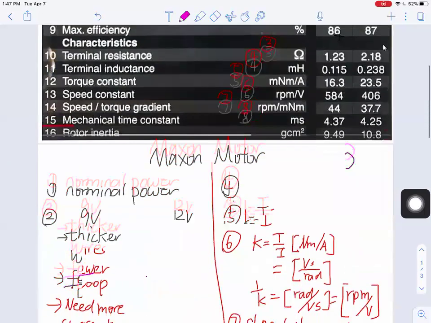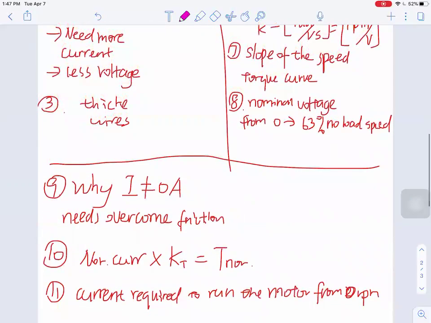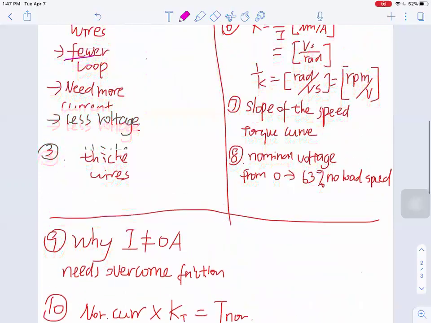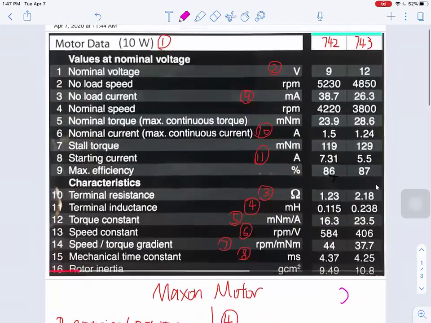Let's see what my notes say, what other things are there. Okay. Number 10, let's see what's number 10 on my notes. Yeah, number 10 on the notes, nominal current.